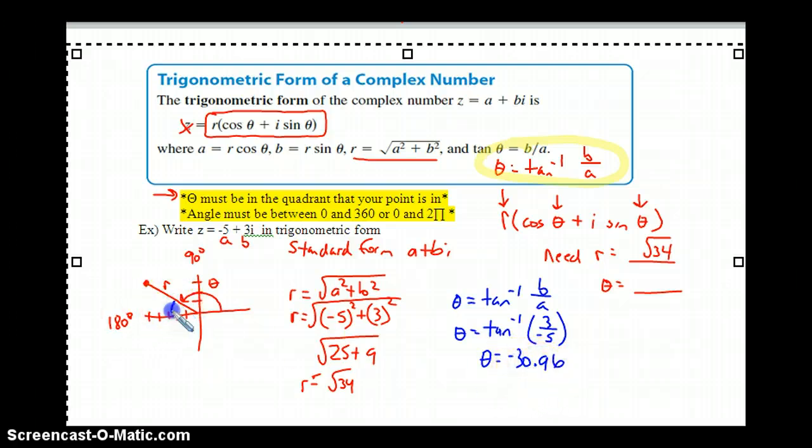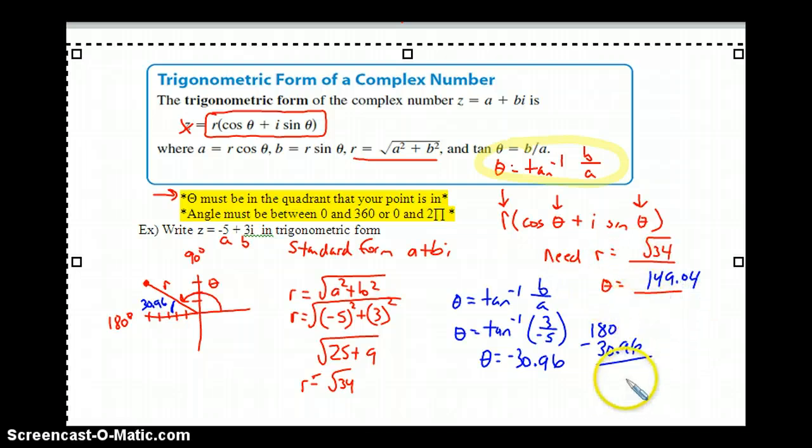That's this angle right here, because that's the reference angle in the second quadrant. I want to know the distance from here around. So to get theta, what I would actually have to do is take 180 and subtract 30.96. When I do that, I'm going to end up with 149.04.